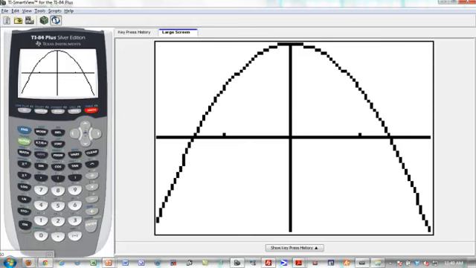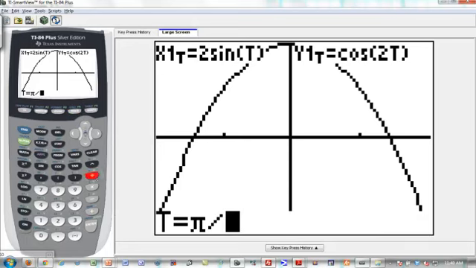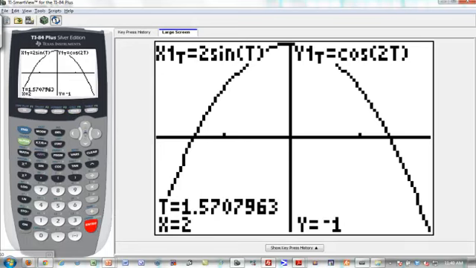Okay, trace. Now I can put values in for t. Pi over 2, 1.5. X equals 2, y equals -1. That's not even in the range. That's not right. Wait a minute, it's too far right.